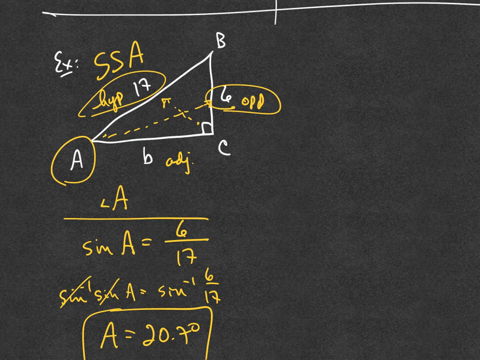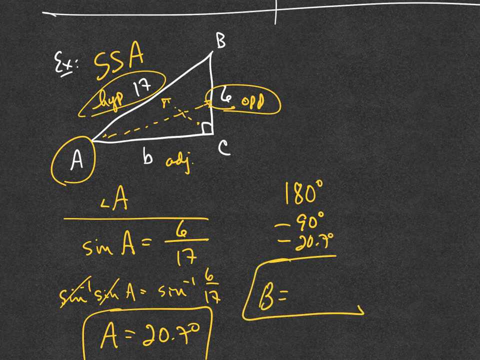And now that we know angle A, now we can do the subtraction method to get to B. Meaning, remember that the three angles inside of a triangle always add up to 180 degrees. So if angle C is 90 degrees and angle A is 20.7 degrees, that means angle B then has to be the subtraction. So it's got to be 180 minus 90 minus 20.7, which leaves us with 69.3 degrees.